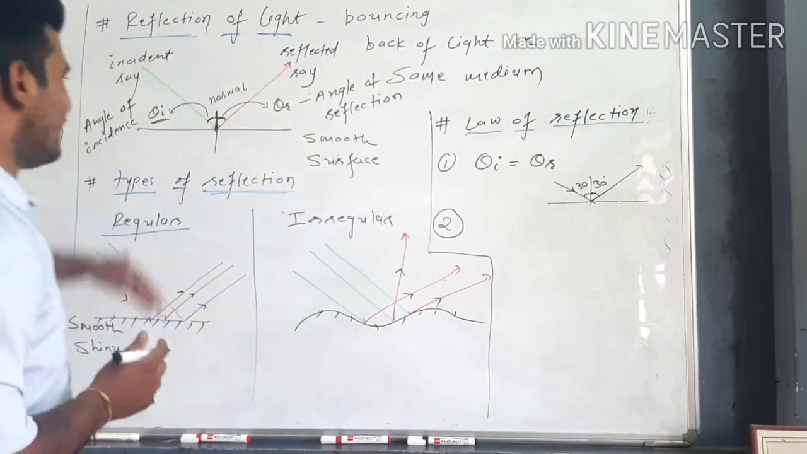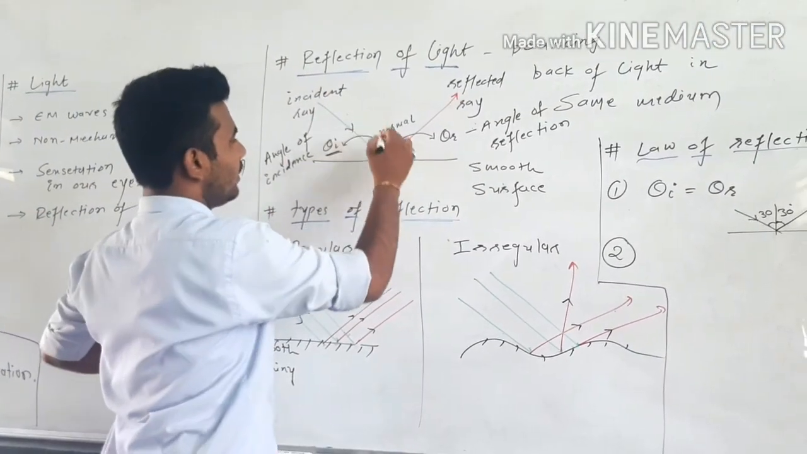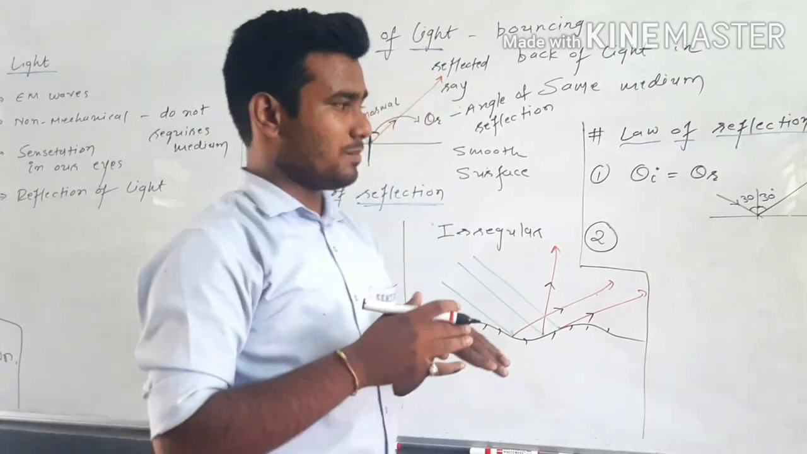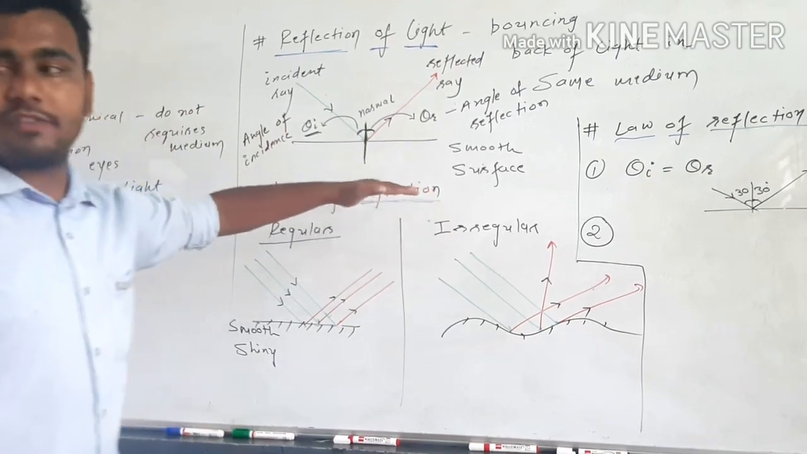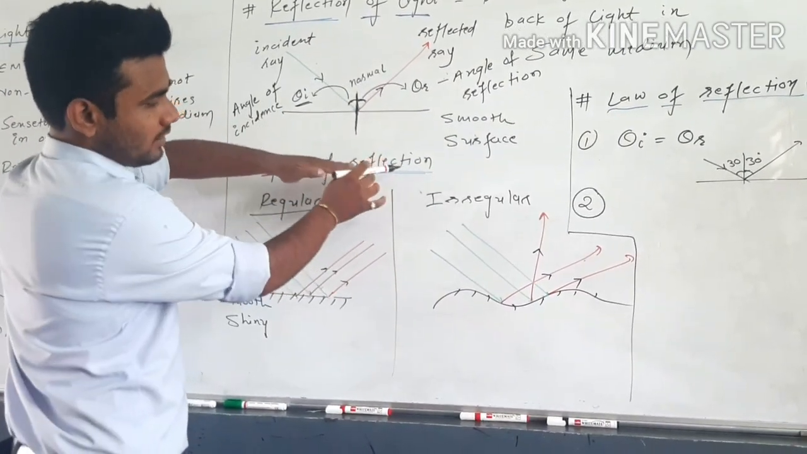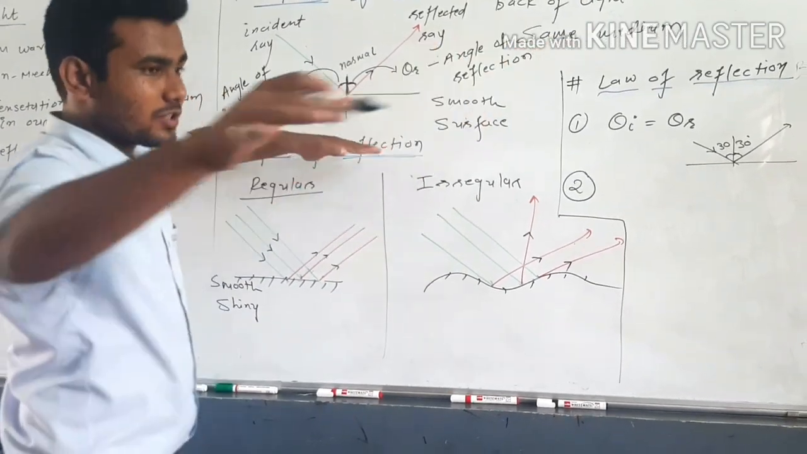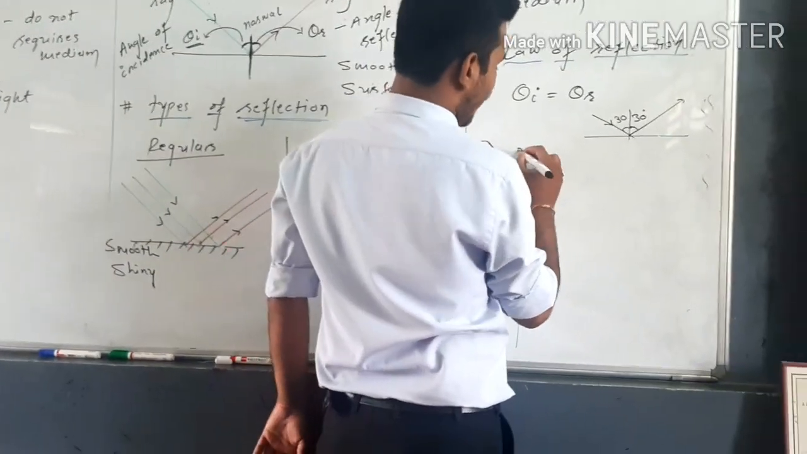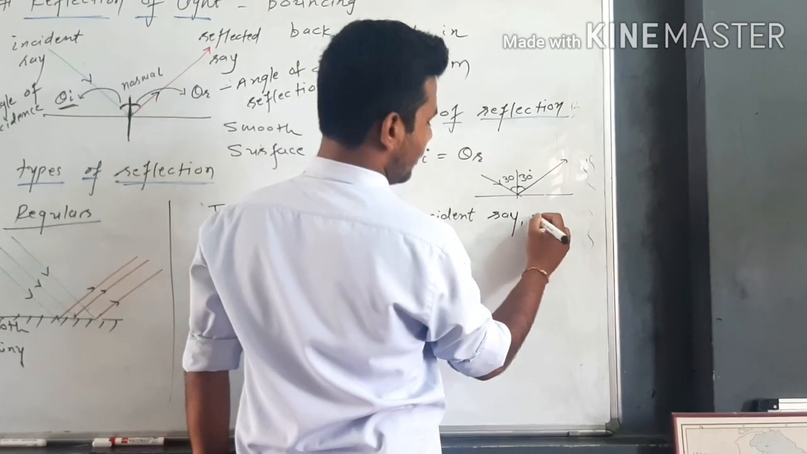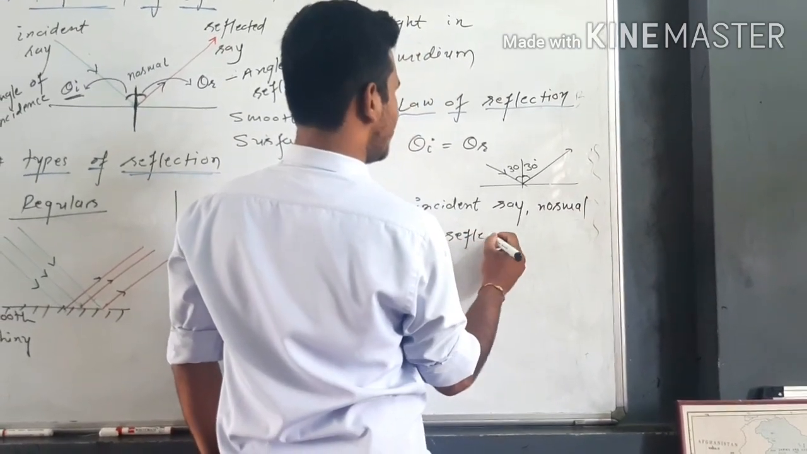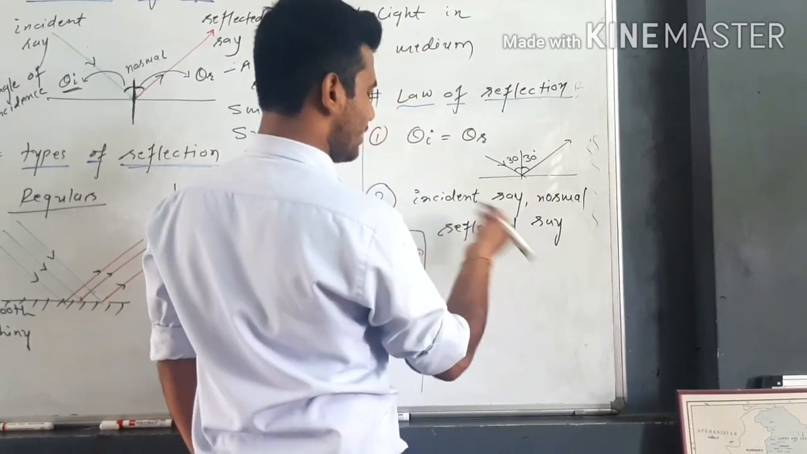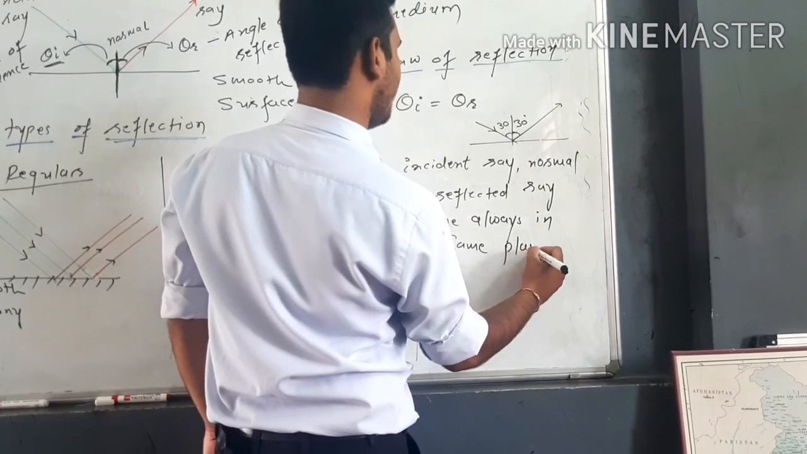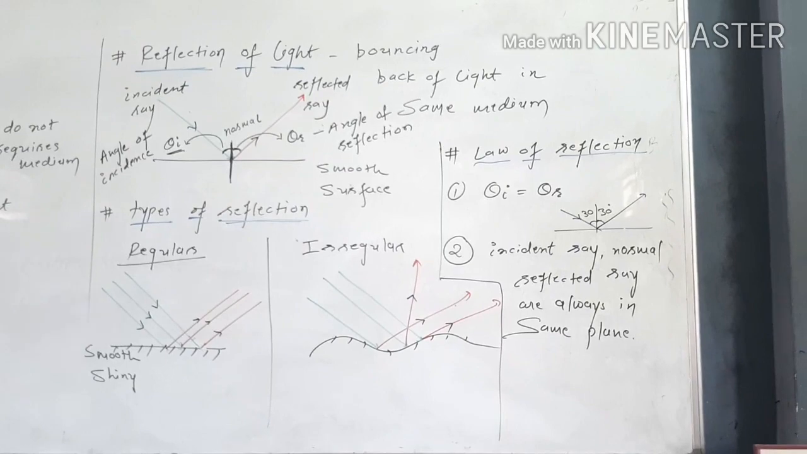In the second law of reflection, what we can say is that the incident ray, the normal drawn to the surface, and the reflected ray all lie in the same plane, right? Suppose we take this plane and incident a light ray in this plane, so the normal we can draw will also be in that plane and it will reflect back. So see, the incident ray, the normal drawn to the surface, and the reflected ray are all in the same plane. These three are always in the same plane. So this way we have completed our law of reflection.